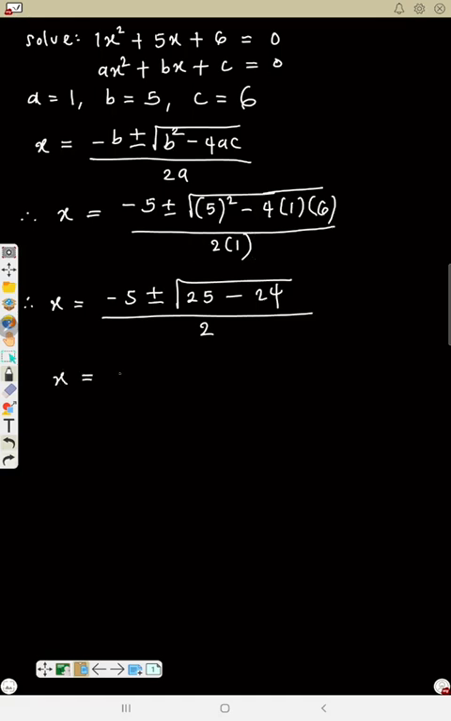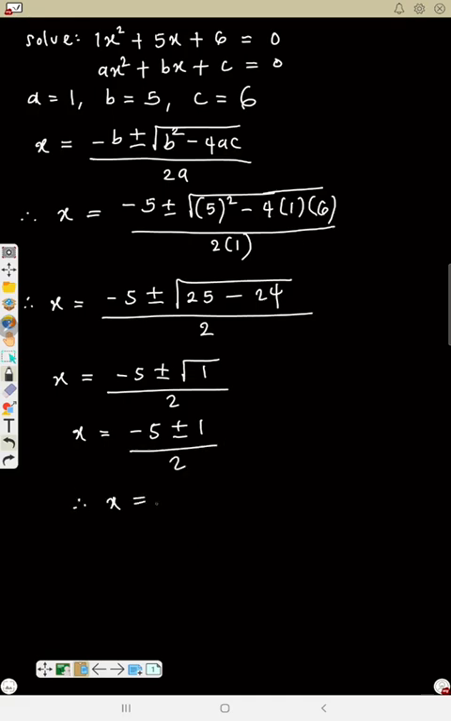So s is equals to minus 5 plus or minus square root of 1 over 2. 25 minus 24 is 1. So s is equals to minus 5 plus or minus, what's square root of 1? That is 1, divided by 2. So s is equals to minus 5 plus 1 divided by 2, or s is equals to minus 5 minus 1 divided by 2. Why? We split this one to plus or minus.